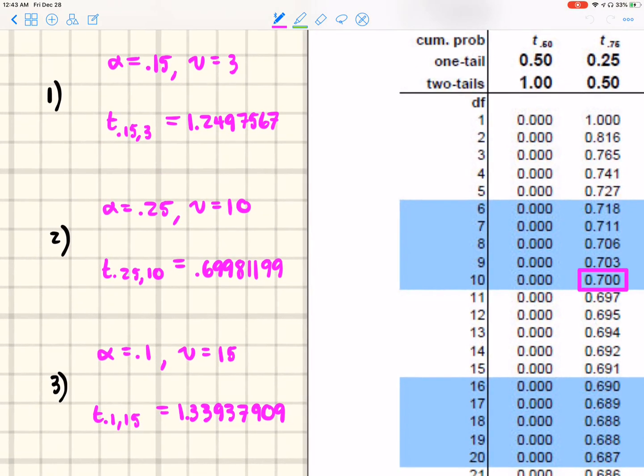The second term is 10 degrees of freedom, and you can see it right there on the right, with a 75% confidence and 10 degrees of freedom.